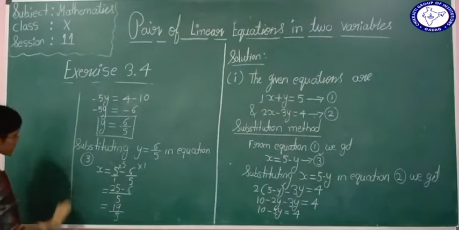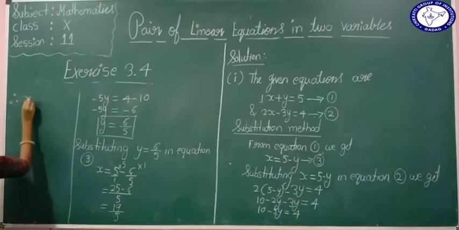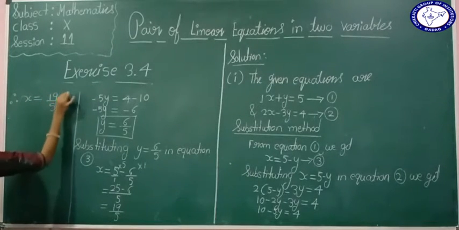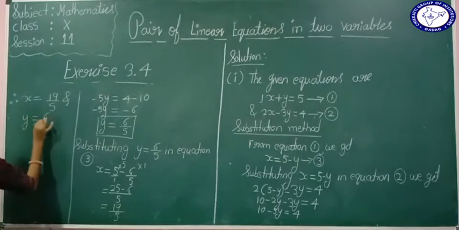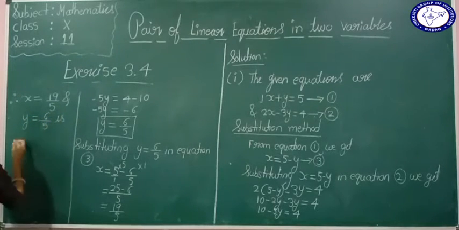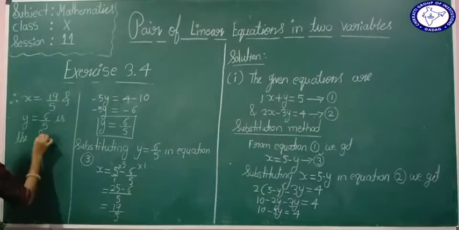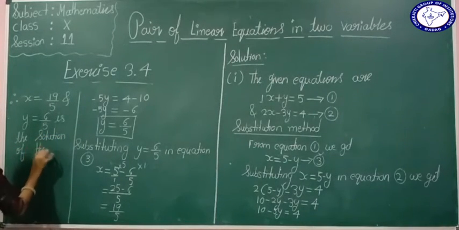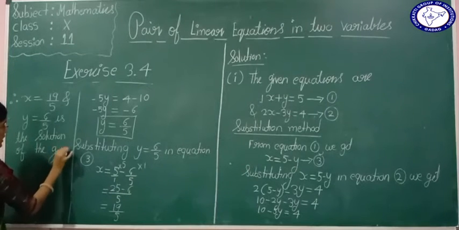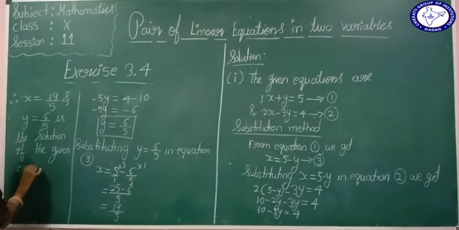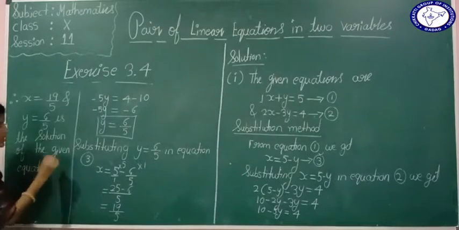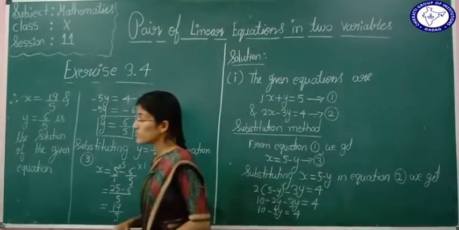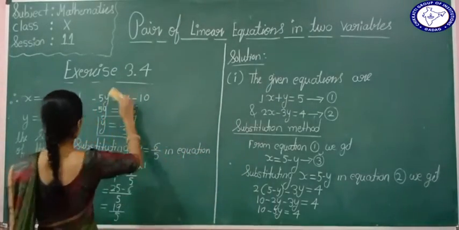So what we can tell here? Therefore, x is equal to 19 by 5 and y is equal to 6 by 5 is the solution of the given equation. So this is about the first one. Okay. Now we will solve the first main third problem.